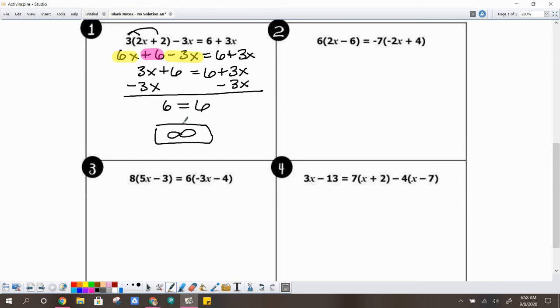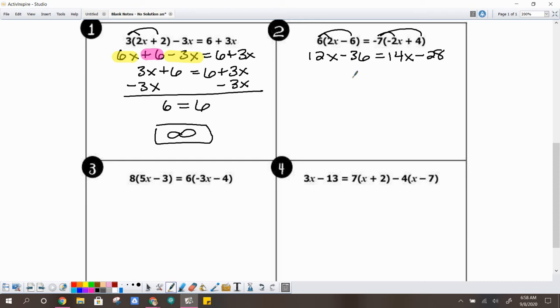For number 2, we're going to go ahead and distribute as our first part. Again, you should just be checking your answers at this point. You should not be working on this with me. Okay, and then 6 times a -6 is a -36 equals a -7 times a -2, it's 14x. And then a -7 times a +4 is a -28. Then I can go ahead and combine like terms if possible.